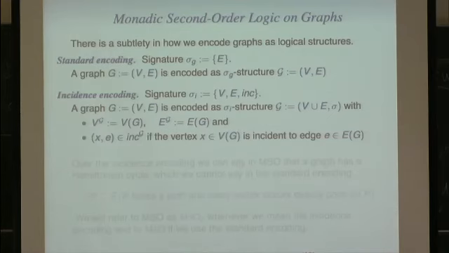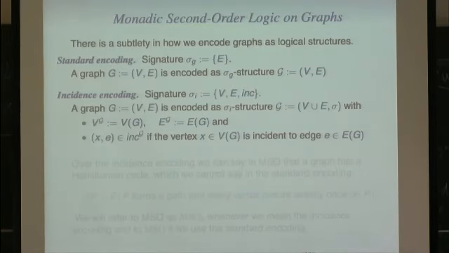Yeah, but there's some subtlety in how we encode graphs. A graph as such is just a set of vertices and edges between them. So to use logic, we have to somehow encode this as a logical structure. And there are two different ways of doing this. One is the standard encoding, where the signature just contains one binary relation predicate corresponding to the set of edges. And then the graph is just a sigma G structure. Vertices are the universe, and then we have a binary relation.